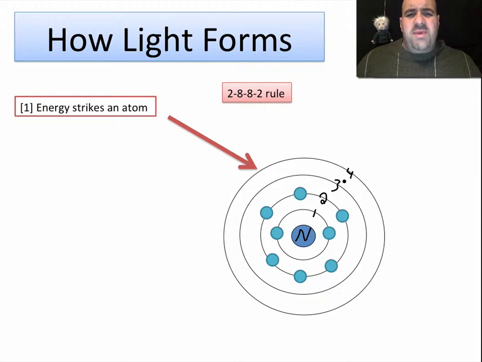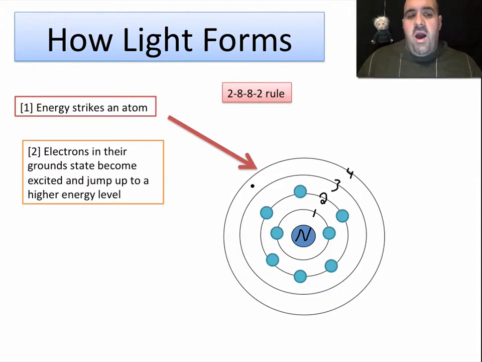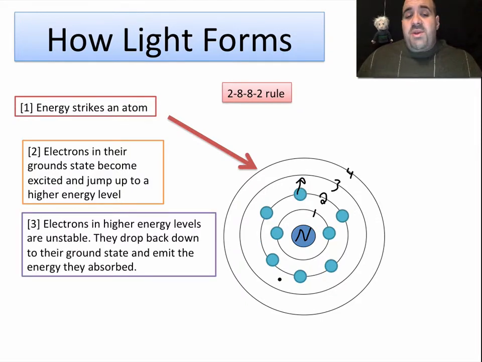So if energy, we'll say electrical energy, like electricity, strikes an atom, one of these electrons, which was originally in its ground state, its original state, hops up a level because it became excited. When energy, electricity, hits an atom, it becomes excited. Some of these electrons are going to jump up to different energy levels. Those electrons are not very stable at those higher energy levels. So what they're going to do is drop back down. So electrons are jumping up and jumping back down.